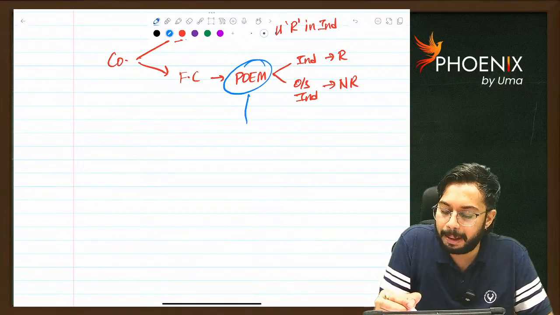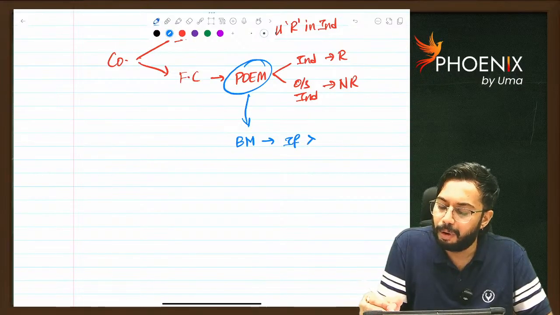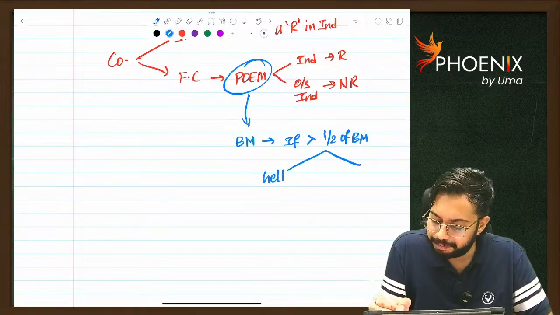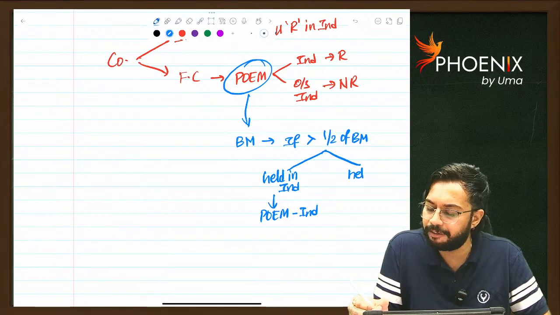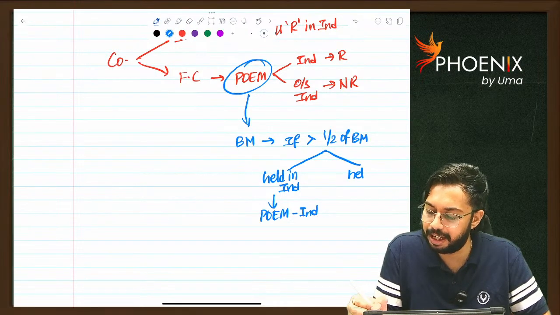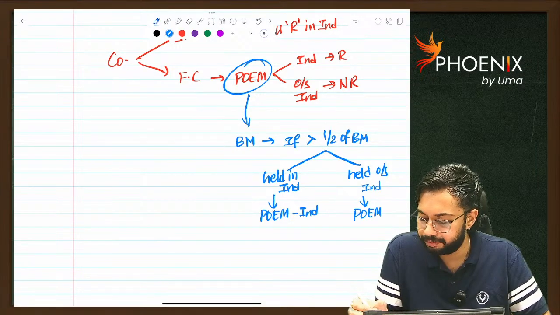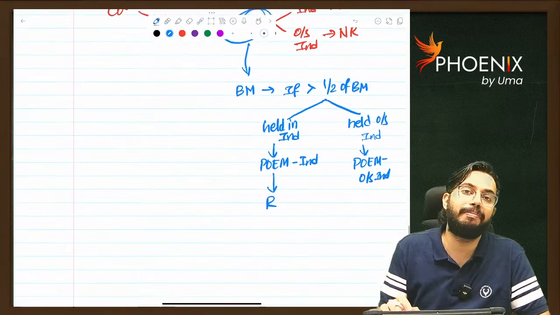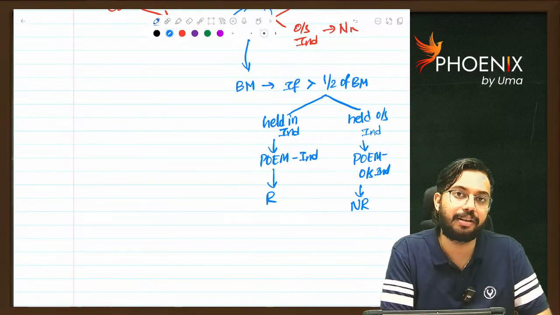Sir, what do you mean by POEM? We will check board meetings. If more than half of the board meetings are held in India, then POEM is in India. If more than half of the board meetings are held outside India, then POEM is outside India. If POEM is in India, then that foreign company becomes resident. If POEM is outside India, then that foreign company is non-resident.